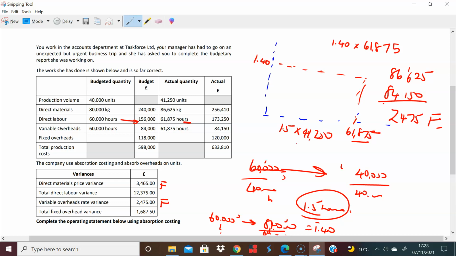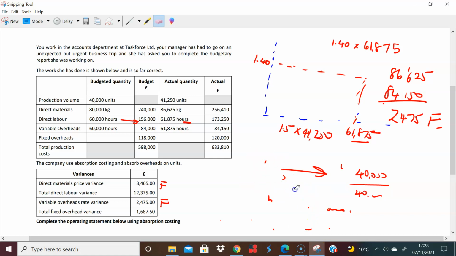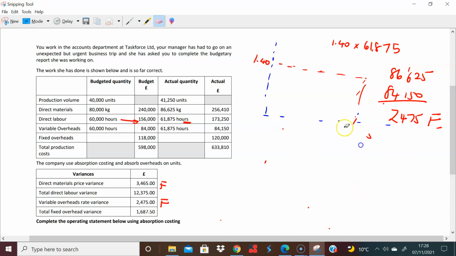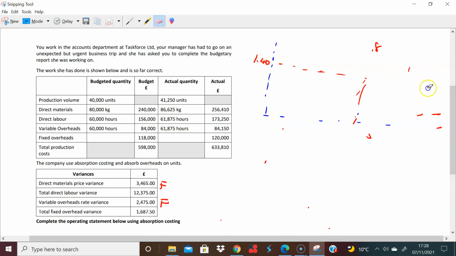Okay, so let's finish off with the fixed overhead situation. Let's just see what's going on with fixed overheads. So we are told in the question that we have fixed overheads. The budget is, I've been going on about this a lot, haven't I? The budget is 118,000. What actually happens is that you actually did 120,000.